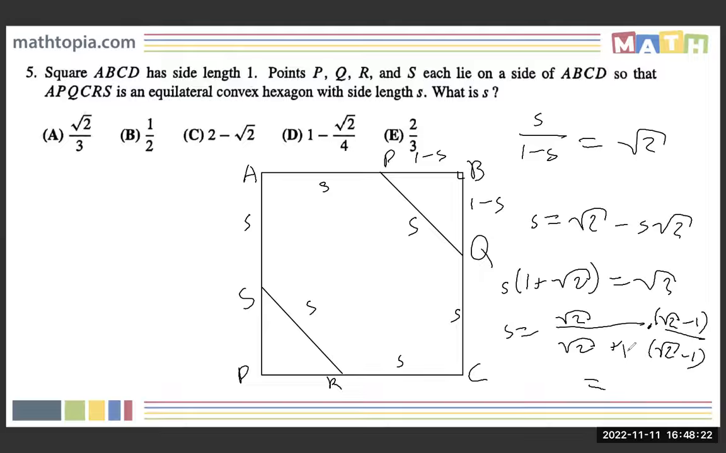And that'll give us, well, this is just 2 minus 1 down here, which is 1. So the denominator goes away, and we're just left with 2 minus root 2. So that's our answer.